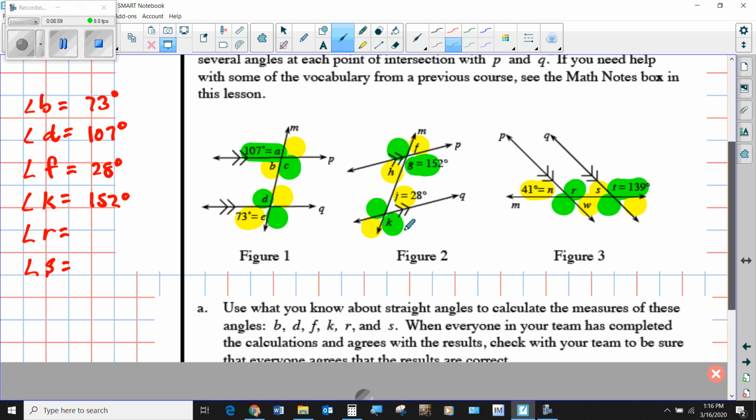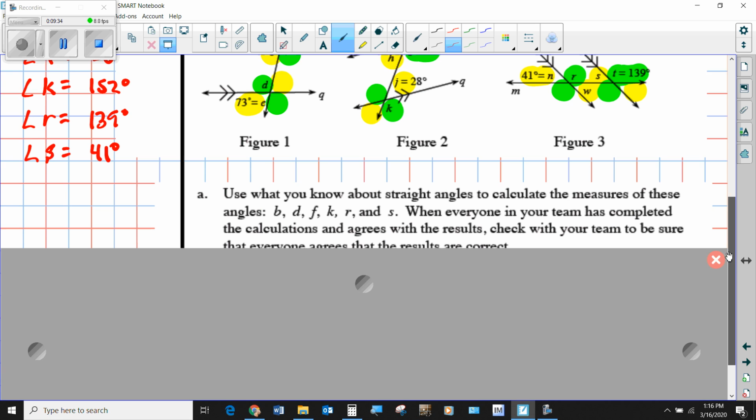Now, one thing I want you to be careful of, and I mentioned this in class last week, TPM likes to give you diagrams that are not completely accurate. So if you were to pull out a protractor and measure these, there's a good chance this does not measure 152 degrees, and there's a good chance this does not measure 28 degrees. Just go with the numbers that they've provided. Here on figure 3, angle T is 139, so angle R has to match that because they're corresponding angles, 139 degrees. And angles S and N are corresponding, so if this is 41 degrees, that must be 41 degrees.